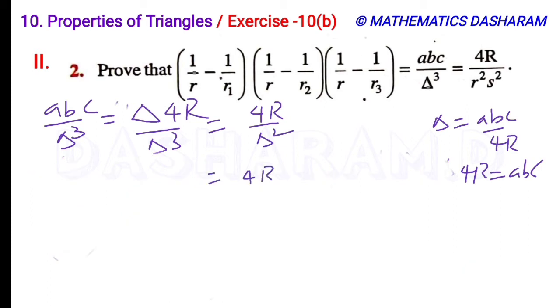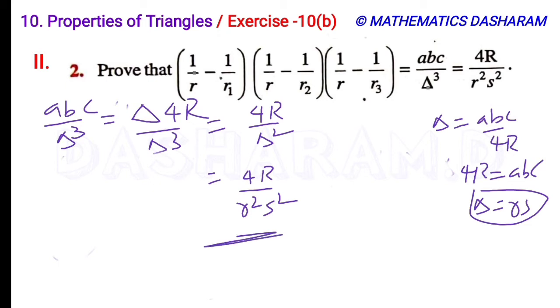4r divided by delta equals... r into s is a formula. So then r square s square. So this is our required answer.